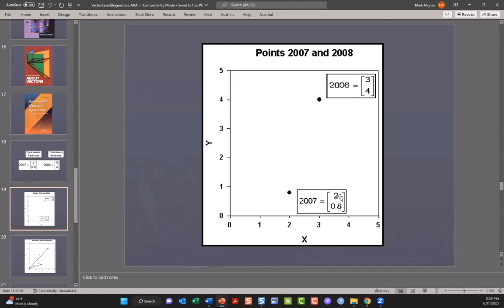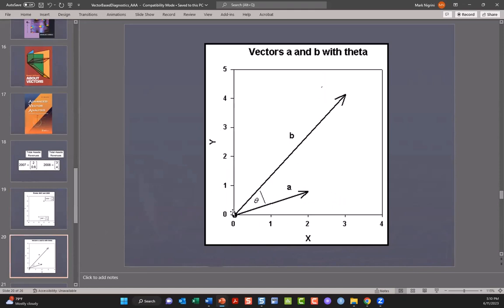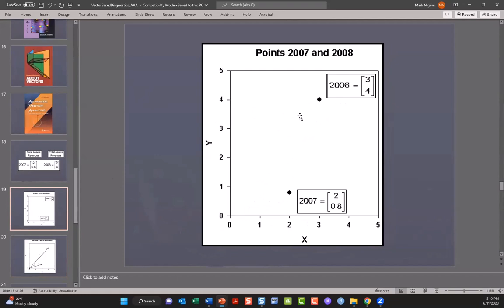2.8, can you remember that? The first one is always the X, 2 and 0.8. The other one was 3 and 4, up from the 3 and across to the 4. And I have these 2 dots here representing these very simple financial statements in two-dimensional space. Now I can create a vector going from zero to those 2 points. We can see we have the 2 points over here. And now I'm simply going to take an arrow to there and an arrow to there.